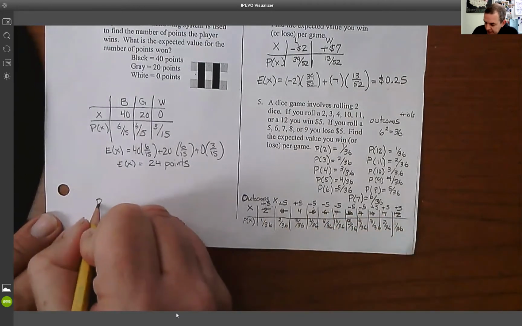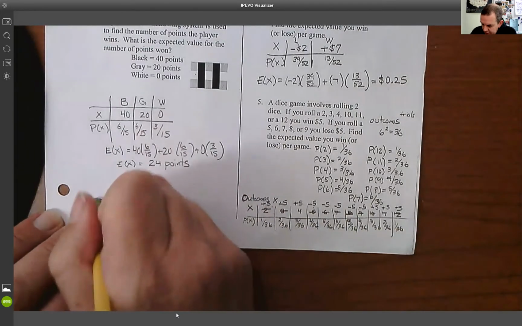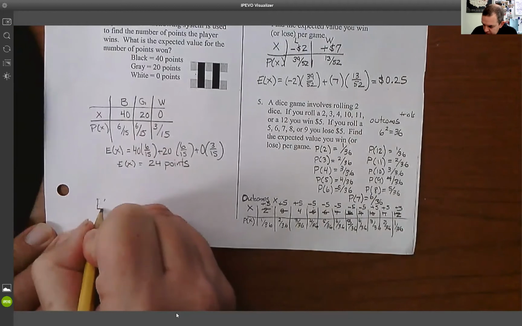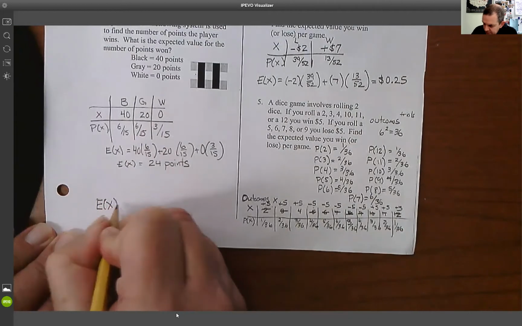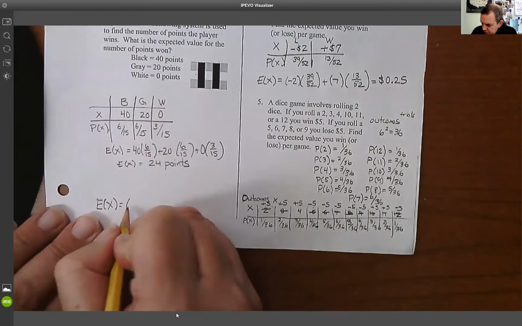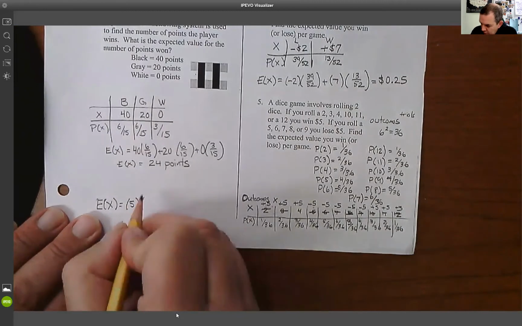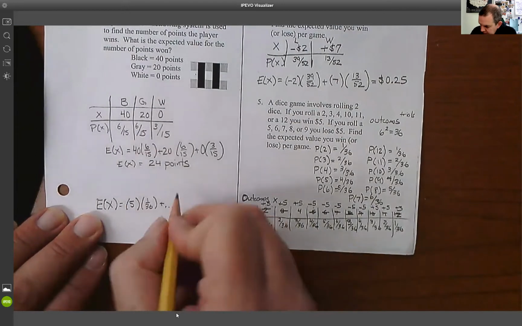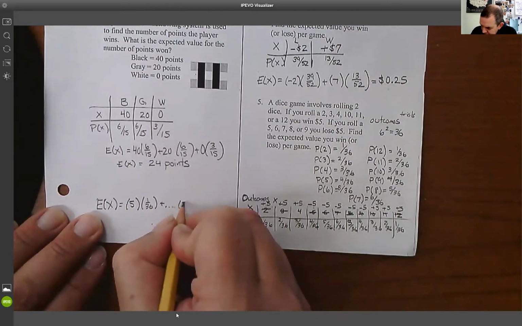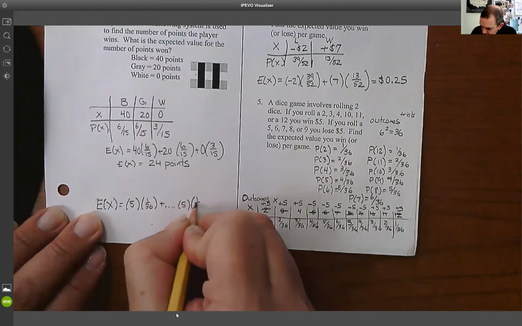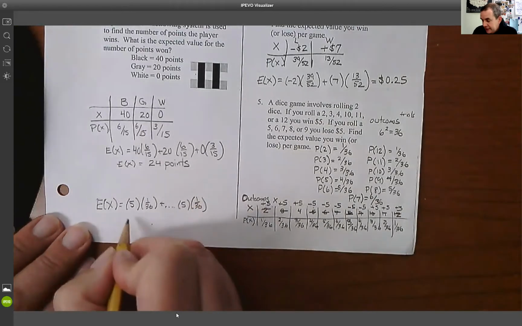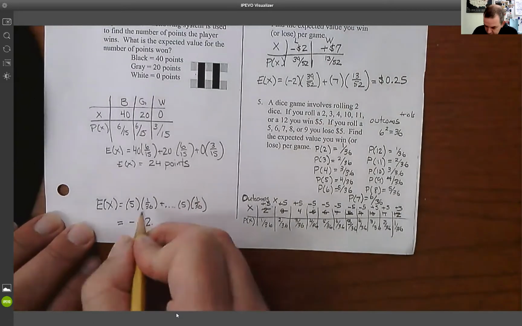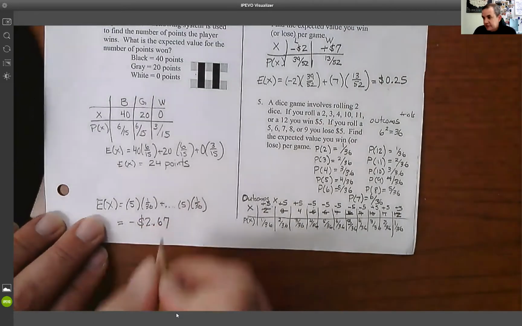And what I need you to understand is in the calculator, it's going to do the heavy lifting. But the way you're going to work this out is you're going to tell me the expected value of this game. You're going to show me the first term, 5 times 1/36 plus another 5 times 1/36. And when I do that in the calculator, what I'm going to find out is that the expected value here is that I'm going to lose $2.67.